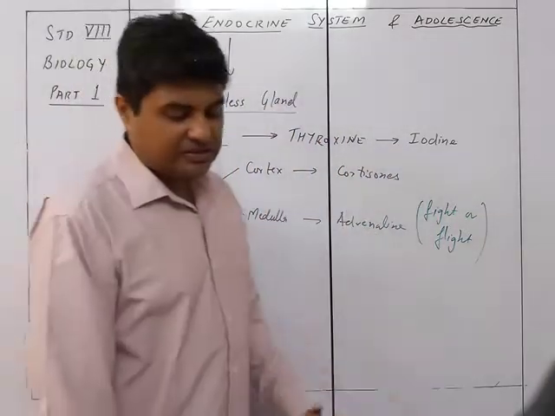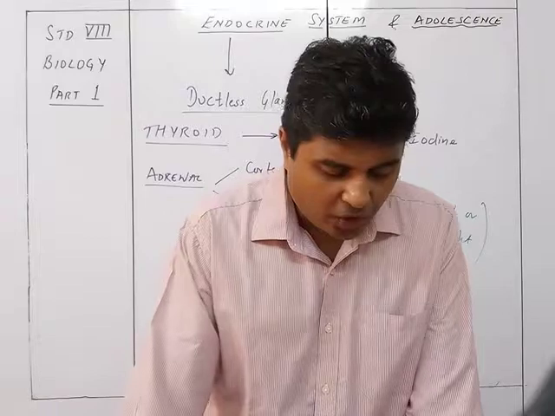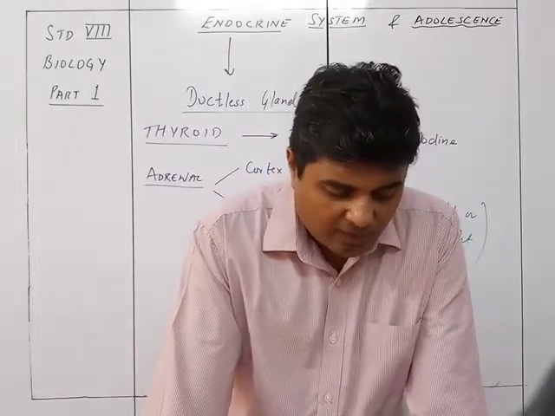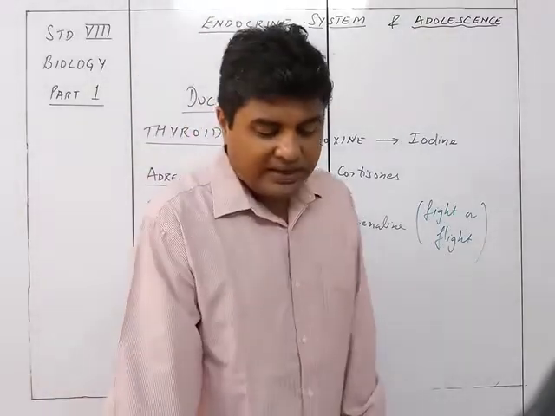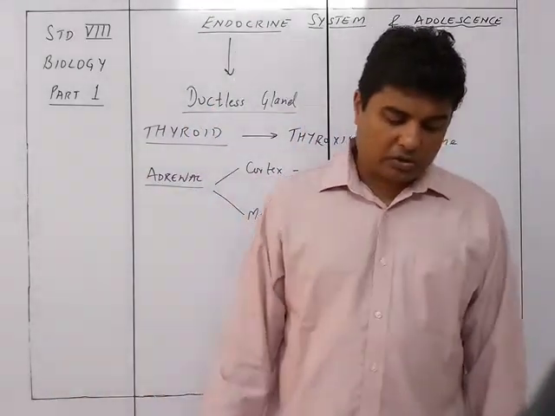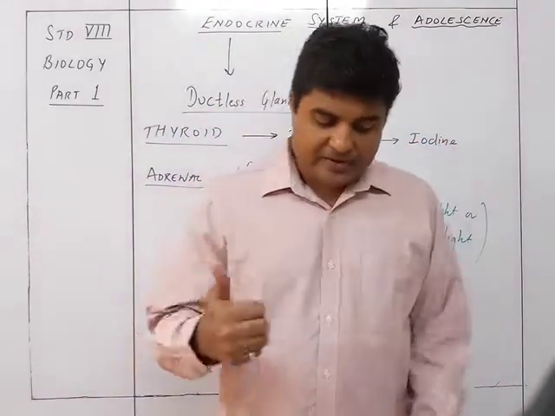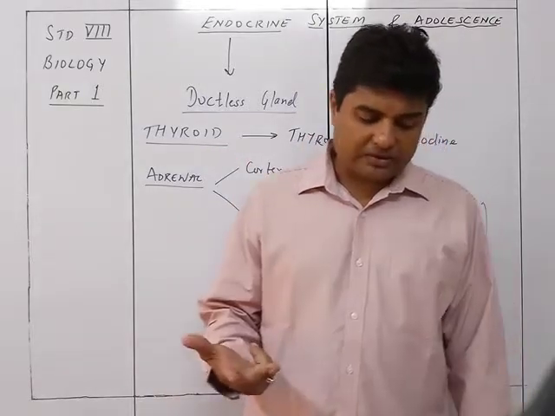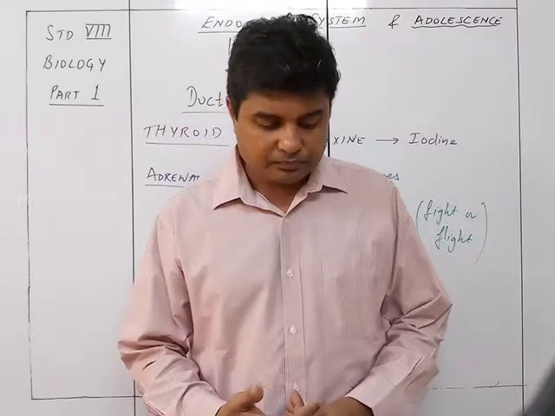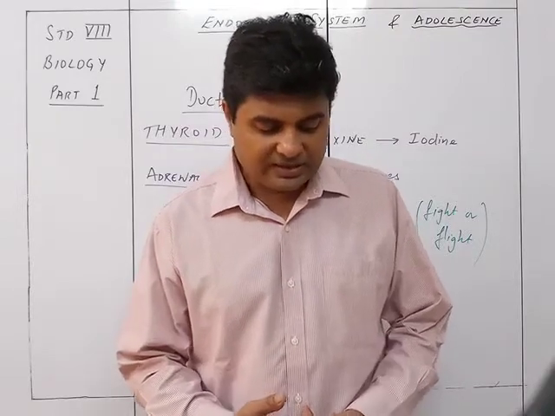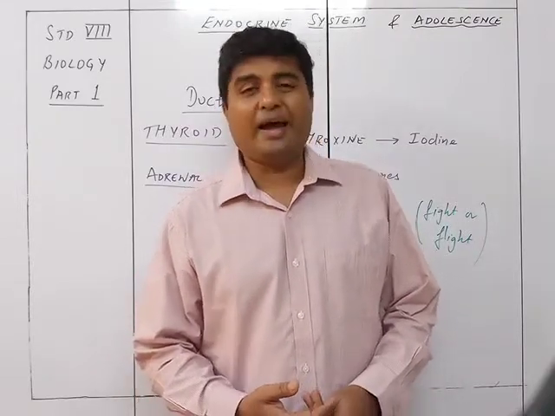And the adrenal cortex secretes many hormones, but the well-known hormone is cortisone. In general, the cortical hormones influence the carbohydrate, fats and protein metabolism. Also, they regulate the salt and water balance in the body. They adapt the body to stresses such as extreme heat, cold and infection.